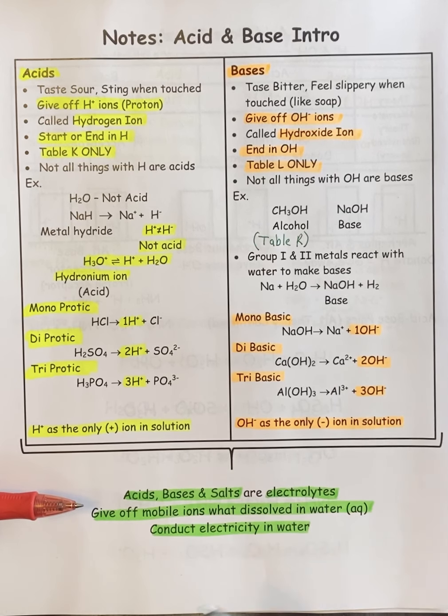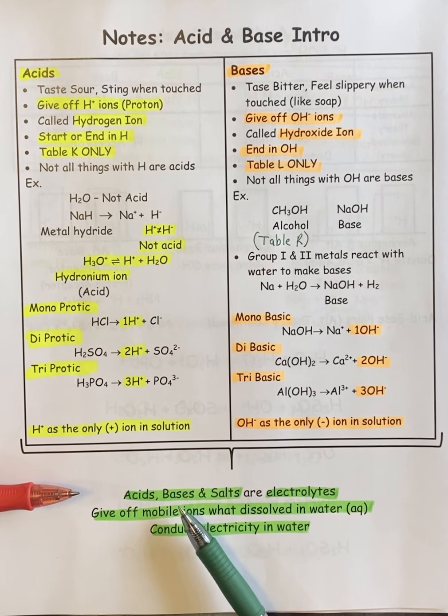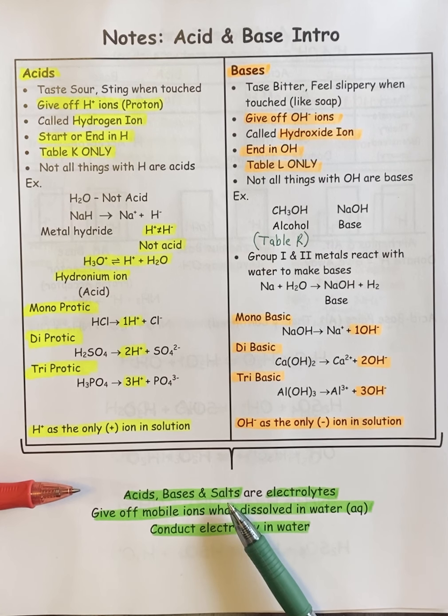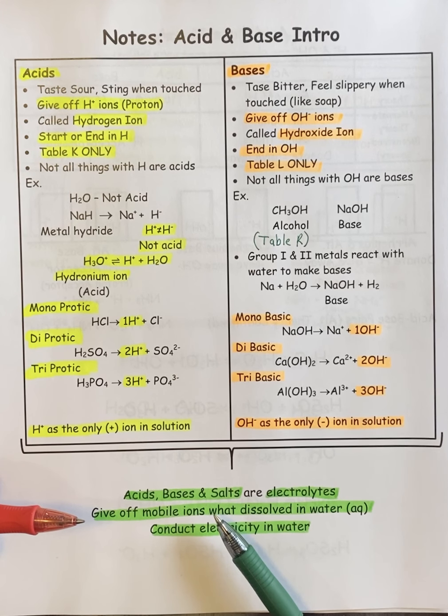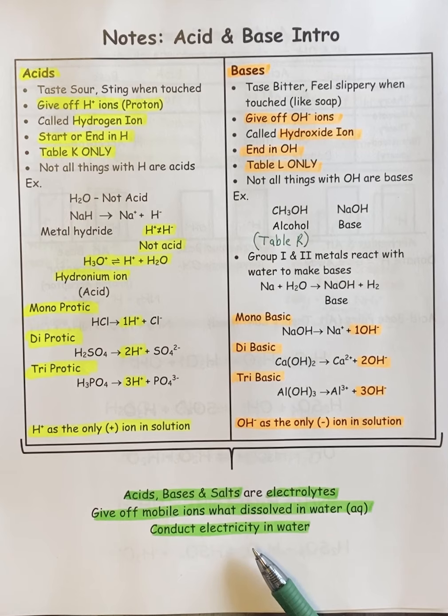They give off ions. Acids give off H pluses, bases give off OH minuses, and ionic compounds break up into plus and minus ions of varying types depending on the compound. So they all give off mobile ions when dissolved in water, therefore they all conduct electricity.